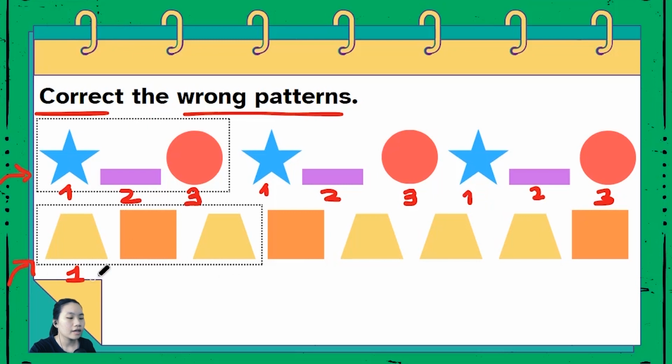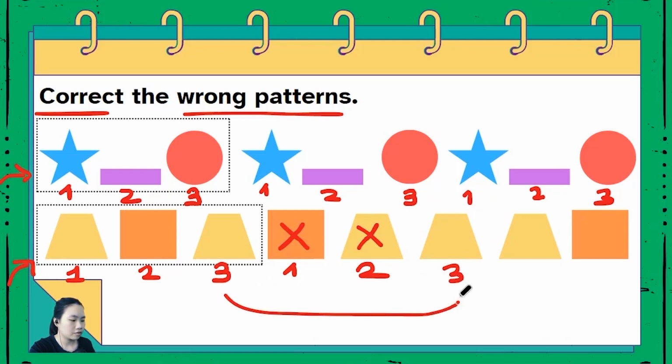Number 1 for a trapezoid. Number 2 for a square. Number 3 for a trapezoid once again. 1. Okay, now this is wrong. This should be a trapezoid, not a square. Number 2. This is wrong as well. This should not be a trapezoid, but this should be a square. So I'm going to mark this. And number 3. Now number 3 is correct. 3, 3, both are trapezoids.